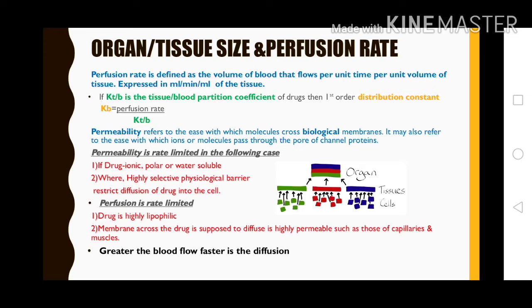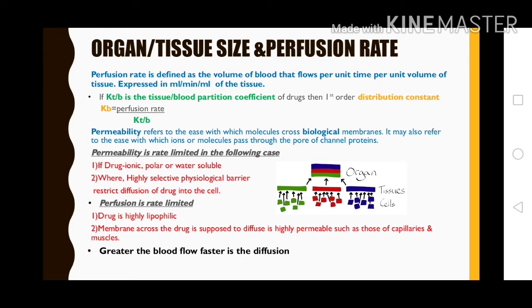First is organ tissue size and perfusion rate. We need to know what perfusion is. Perfusion is the passage of blood, a blood substitute or other fluids through the blood vessel or organ or tissue. Perfusion rate is defined as the volume of blood that flows per unit time per unit volume of tissue. It is expressed in ml per minute per ml, where the unit time is denoted in minutes.